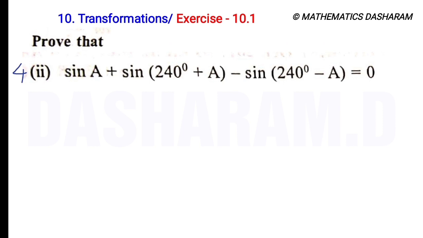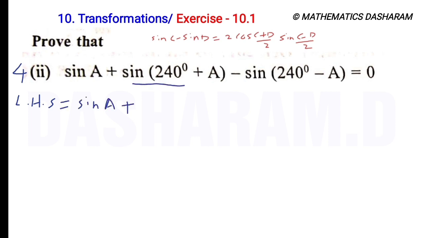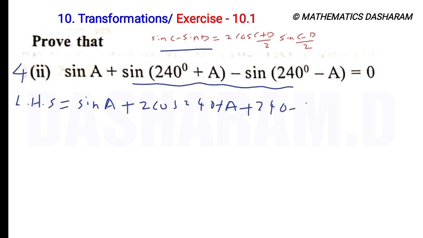Fourth bit, second problem: sin a plus sin 240 plus a minus sin 240 minus a equals 0. So in the LHS, write the first term as it is, sin a. For the remaining two terms, apply the formula sin c minus sin d. So it is equal to 2 cos c plus d by 2, so that is 240 plus a plus 240 minus a by 2. Next, sin c minus d by 2.